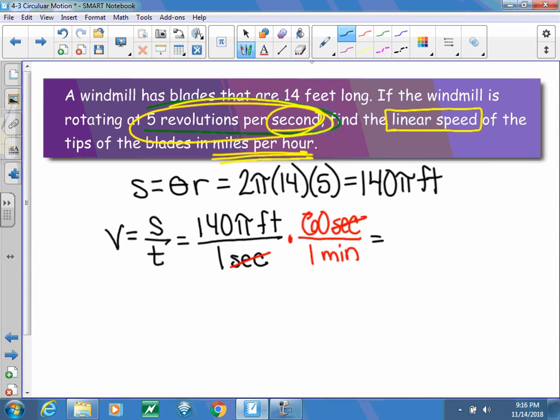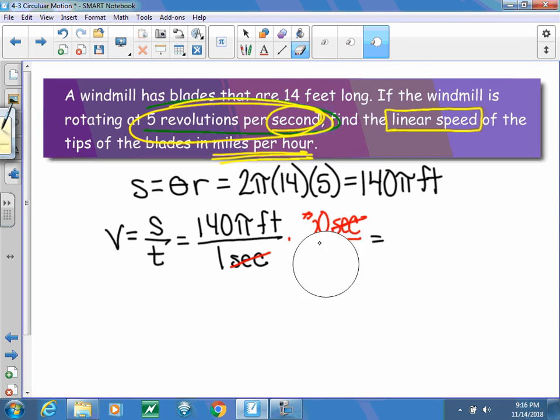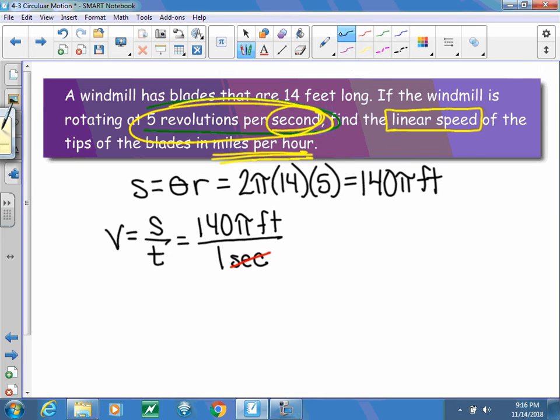So that's kind of the whole idea behind this. So I'm going to rewrite this a little nicer here for a second. All right, so multiplying this by 60 seconds is equal to 1 minute. I'm going to be able to cancel out the seconds. Okay, so now I'm at feet per minute.